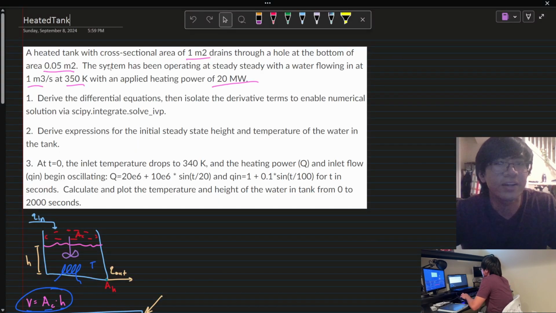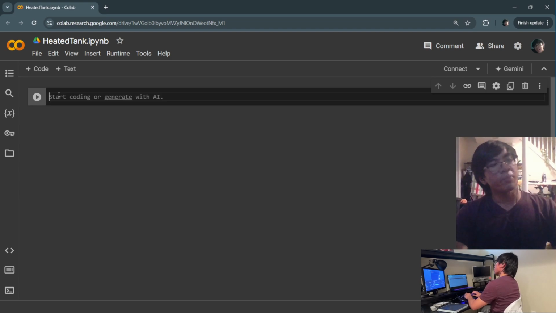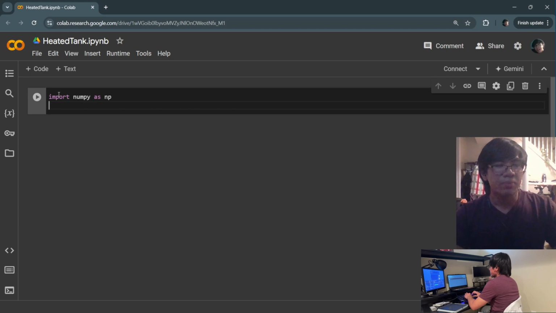So our problem is a heated tank. Go ahead and name that heated tank and start coding. So doing our basic imports as we did last time, importing numpy as np. I believe in this case we might use square root and some other algebraic functions, so it's nice to keep it simple as a shortcut. And then I'm using scipy.integrate for our solve IVP. So we'll be integrating the differential equation. We want to import the function known as solve IVP.